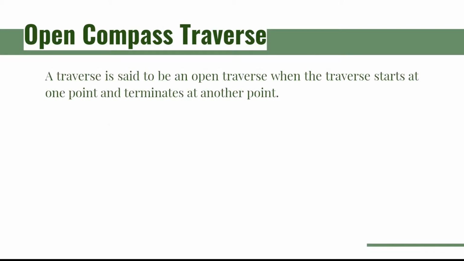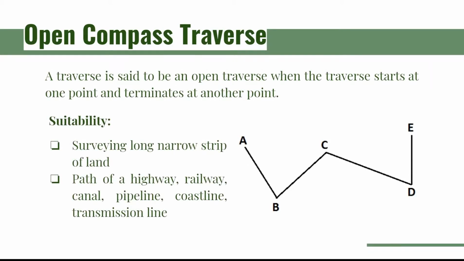The first type of compass survey is an open compass traverse. It consists of a series of lines expanding in the same direction. A traverse is said to be an open traverse when the traverse starts at one point and terminates at another point. It is also called an enclosed traverse. Here, the figure shows that the product of an open compass traverse is always a polyline.